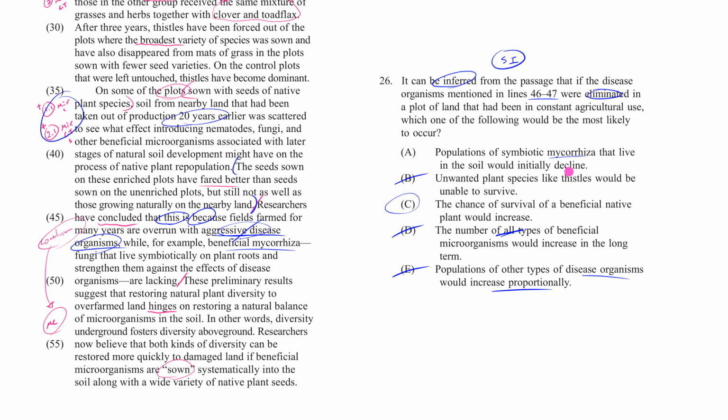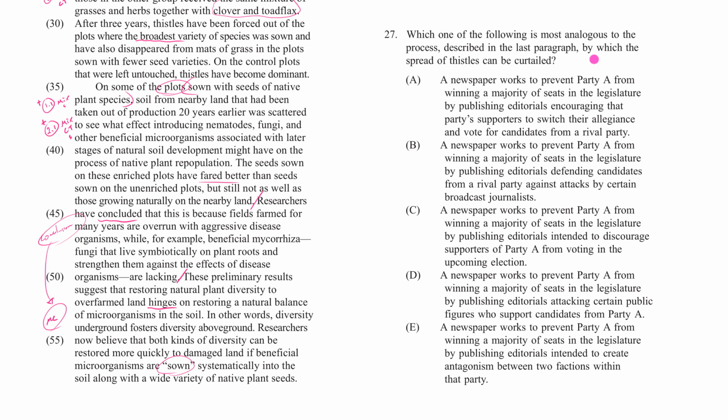I think the good microorganisms would increase, okay, not decrease. So this is also not supported. Question 27 is an analogy question. We're asked to find a situation, a process that is analogous to the process described in the last paragraph by which we pushed thistles out. So how do we push thistles out according to the last paragraph?